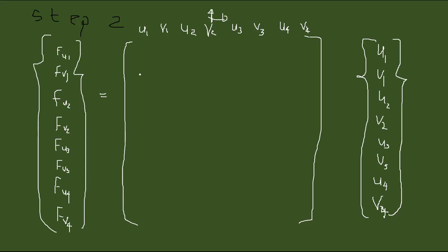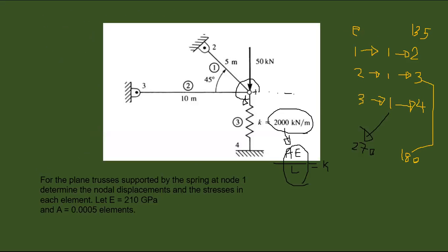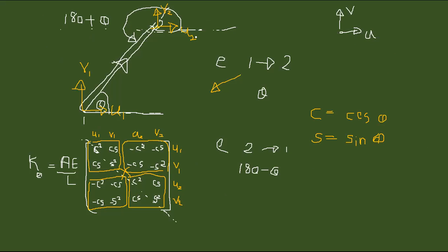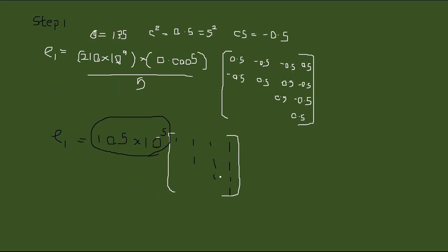Okay, so how we assemble it is, take the first element. You have 10 to the power 5 outside and 105 inside, so each element will be 105, right? Element 1 is from node 1 to 2, so that means from u1 v1 to u2 v2, remember it that way. So you can simply write it as it is. So this will be -1, right?